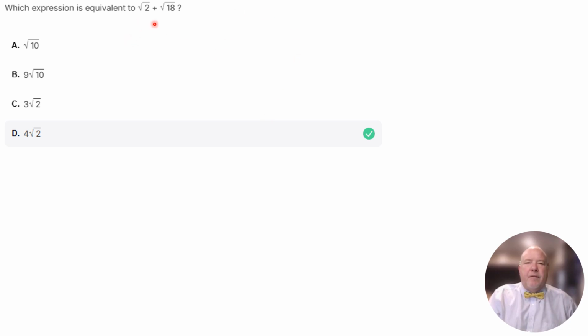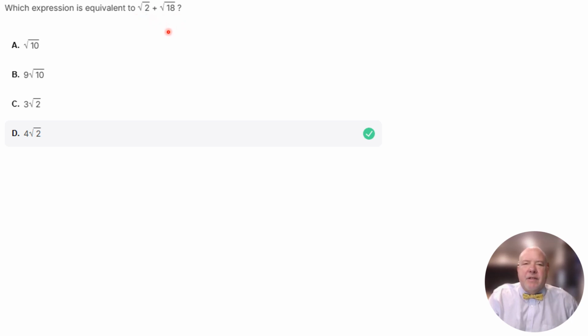So what we have here is the square root of 2 plus the square root of 18, and they're wanting us to find the expression that's equivalent. So this symbol here, that's called the radical symbol. So when you hear me talk about radicals, that's what I'm talking about, is numbers under that symbol.